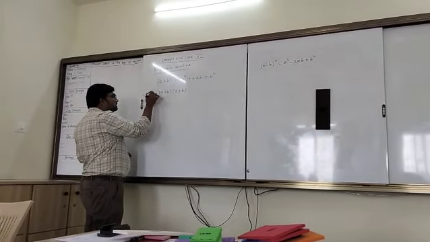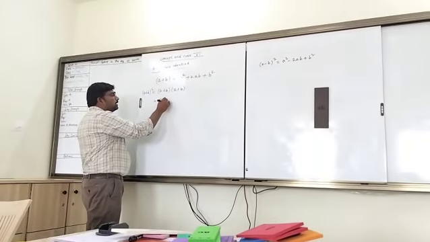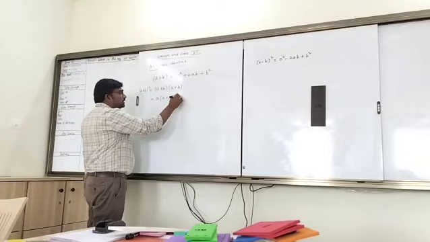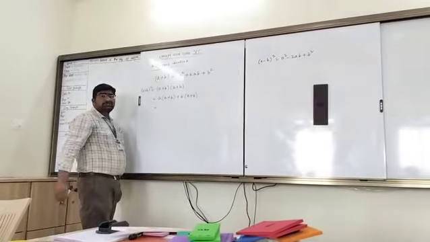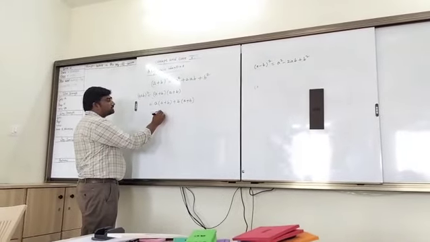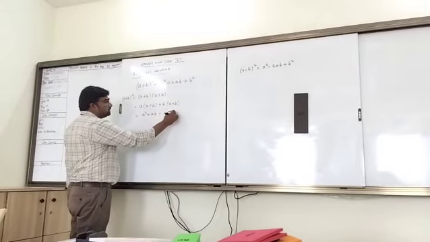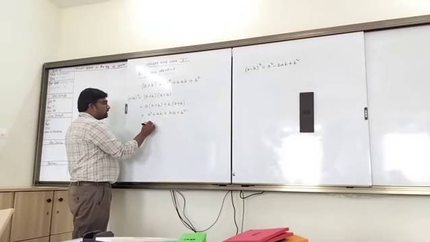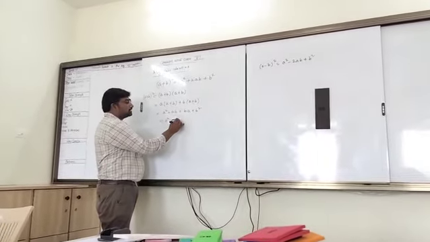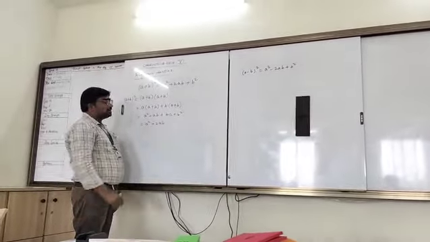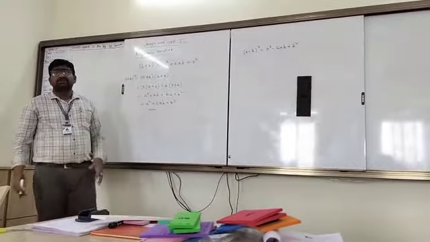Now we can simplify this (a plus b) into (a plus b) as a into (a plus b) plus b into (a plus b). On simplification you will get a into a, a square, plus ab plus ba plus b square, which is equal to a square plus ab, and ab and ba are both equal. That's why we can write ab in place of ba, so a square plus 2ab plus b square. This is the mathematical proof.